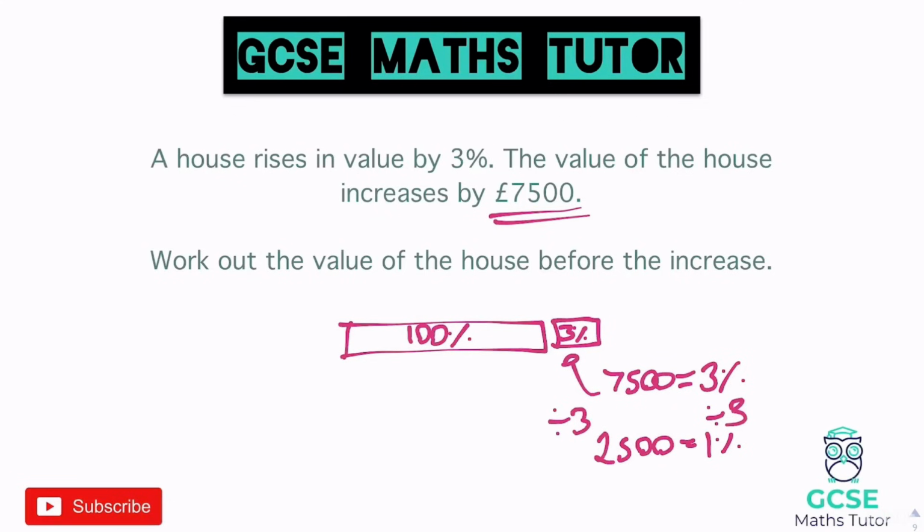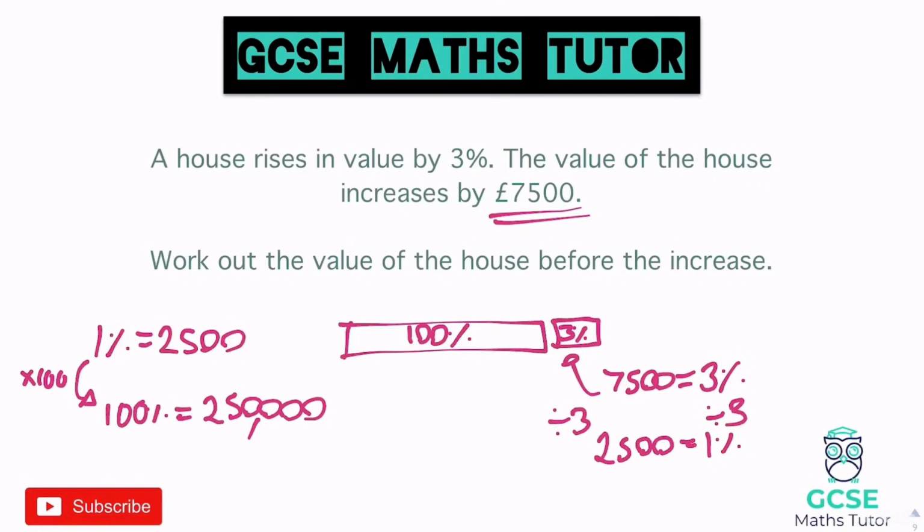And again, we can times that by 100. So over here, if 1% equals 2,500, we can times that by 100 to get our 100%. So 100% will equal 2,500 with another 2 zeros, and that's 250,000. So our answer there would be £250,000.